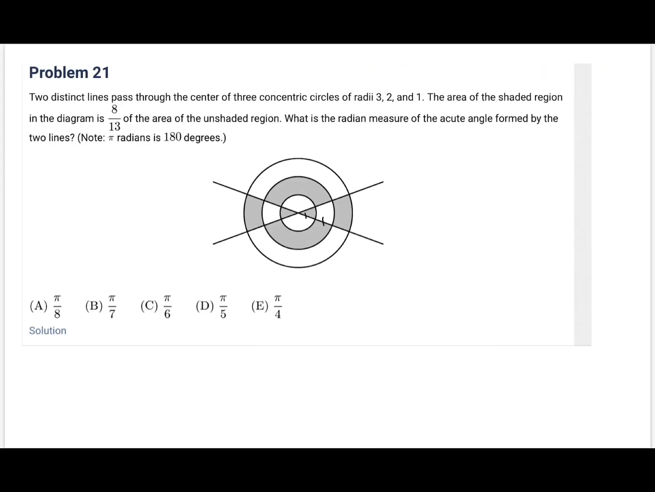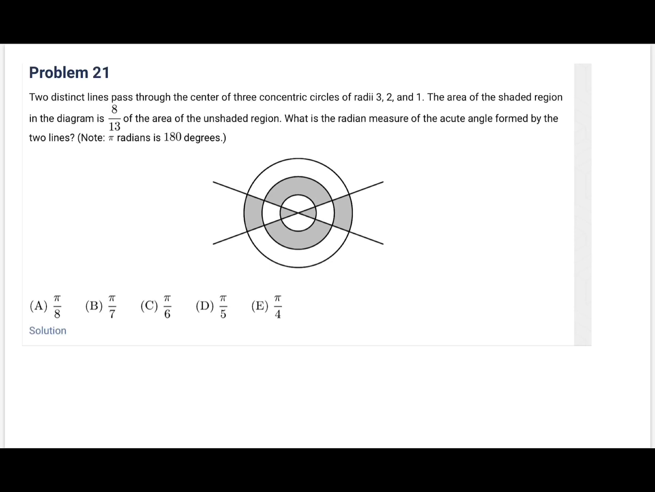Okay, so problem number 21. Two distinct lines pass through the center of three concentric circles of radii 3, 2, and 1. The area of the shaded region in the diagram is 8 over 13 of the area of the unshaded region. What is the radian measure of the acute angle formed by the two lines? And it says pi radians is 180 degrees. Okay, so we know that this is pi, right?